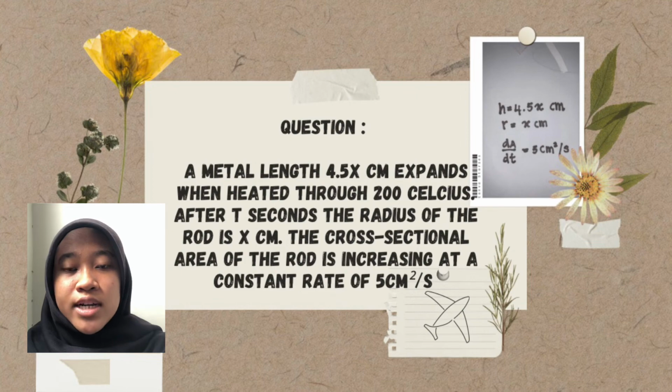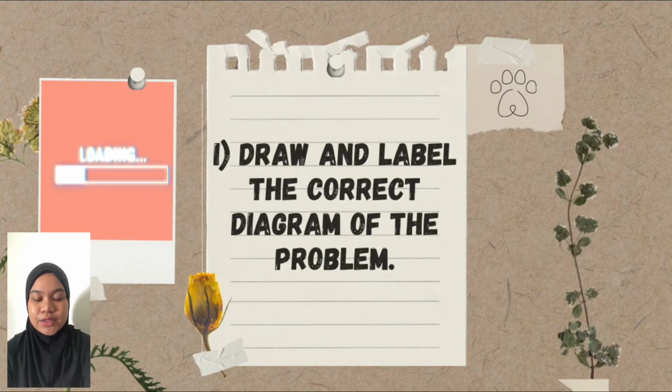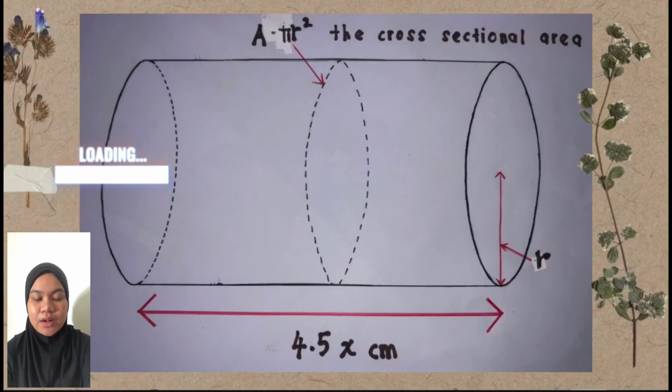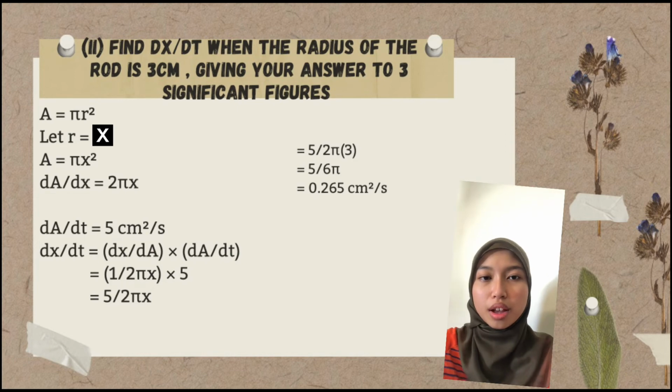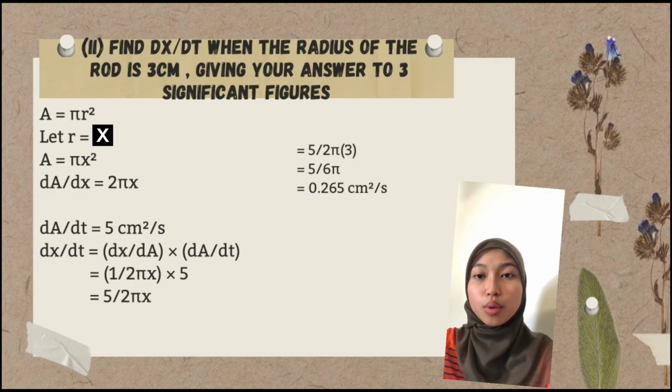So the rod is a cylinder, so we need to use the formula of a cylinder. This is a drawing that I drew of the cylinder. The cross-sectional area is in the middle and the height is 4.5x cm. For question 2, we need to find dx/dt when the radius of the rod is 3 cm.